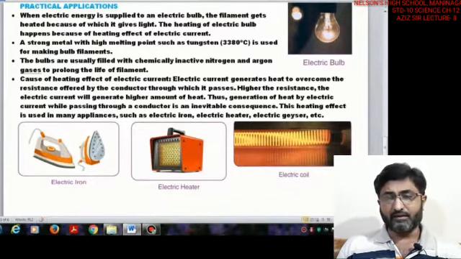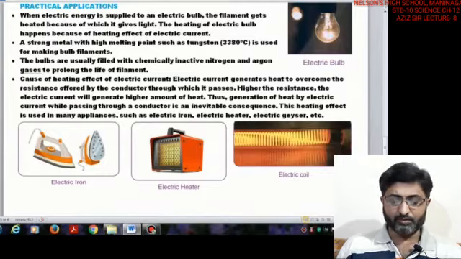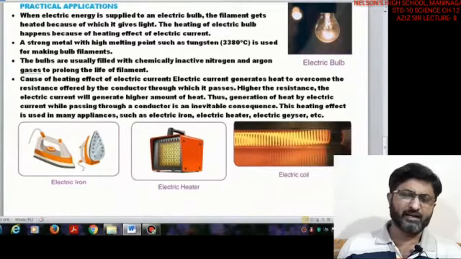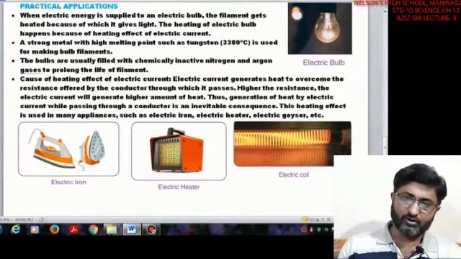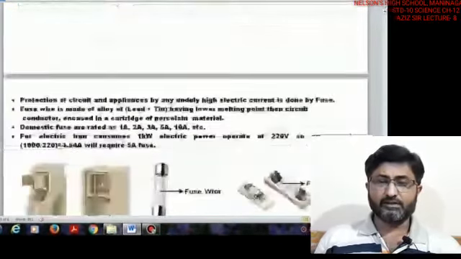Now the electrical iron is used for heating, so we press the clothes with the material which gets heated up. Electrical heater also, to heat the things around we are using it, and the electrical coil, which is used for many different purposes, maybe in the geyser, maybe for cooking purposes, we are allowing this coil to get heated. Fine. So the next is the protection of the circuit.